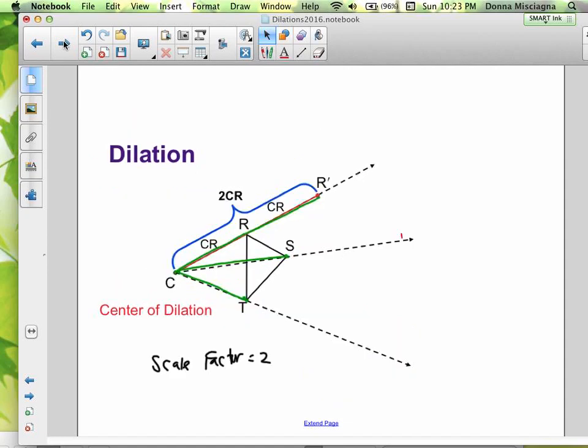All right, this one is just going to show you a dilation. C there is our center of dilation. This is going to have a scale factor of 2. That means the image is going to be twice as far from the center of dilation as the pre-image, and the sides are going to be twice as long. So the distance from C to R prime is going to be the same as 2 CR, because it's twice as long.